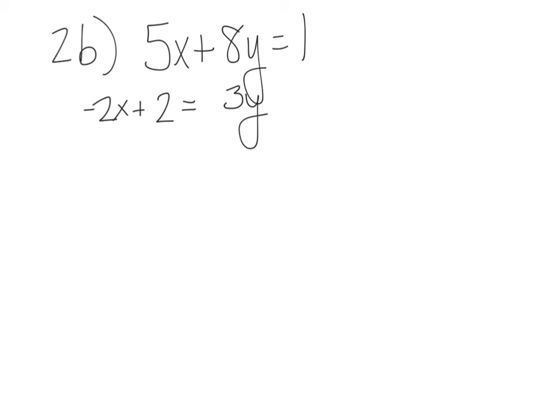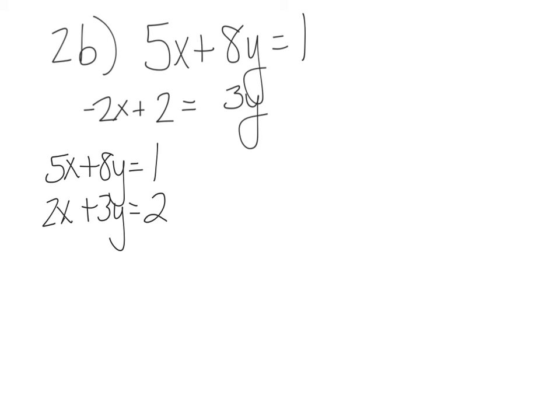The first equation, 5x plus 8y equals 1, is already in standard form. The second equation, let's see. So I can add 2x. If I add 2x, it actually gives me 2 equals 2x plus 3y. But I can write 2x plus 3y equals 2.